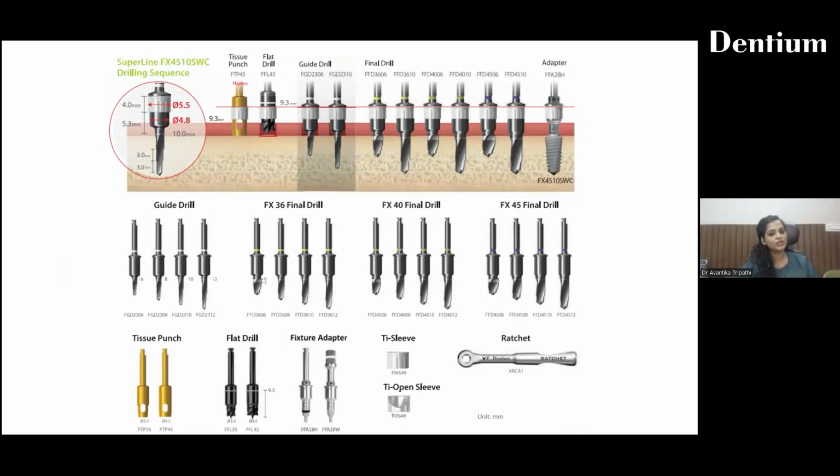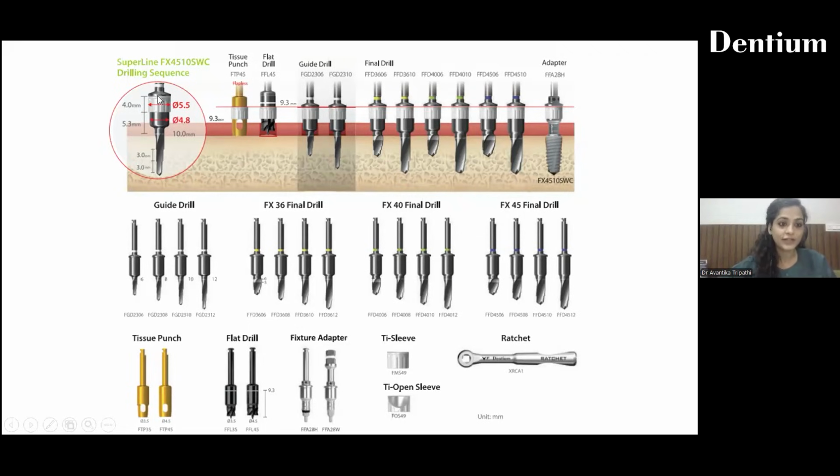Coming to the surgical drills which are there. The guide drills are there with a diameter of 2.3. Then come the 3.6 mm drills, 4.5. Tissue punches are there with a diameter of 3.5 and 4.5. Flat drills are there, and the fixture adapters, both bone level and tissue level, and as I told you, titanium opening, open and closed sleeve, and a ratchet.